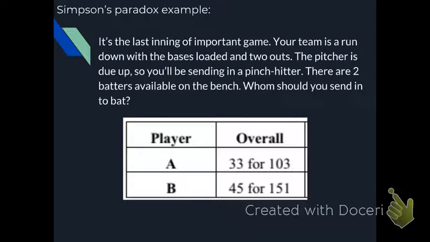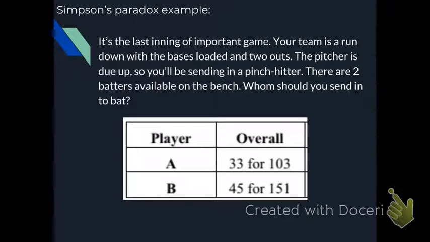One last example I want to show you is an example of Simpson's paradox. Simpson's paradox is when something kind of unexpected happens. And you'll see what we mean here as we work through this problem. In this scenario, you are a baseball coach and you're trying to decide which of two players you're going to put in as a pinch hitter.